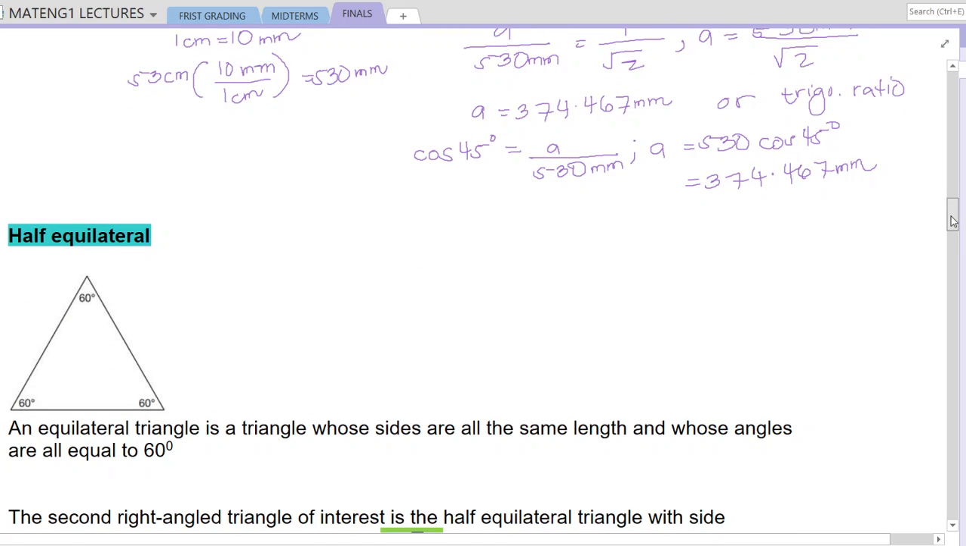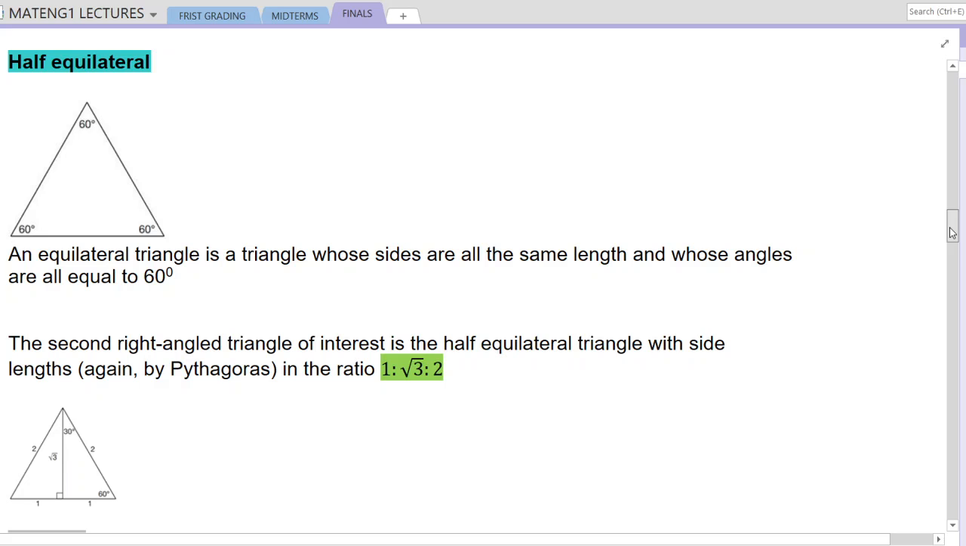Okay, so we are done with the first special triangle, that is the right angle isosceles triangle. Now we move on to another special triangle, that is the half equilateral. An equilateral triangle is a triangle whose sides are all the same length and whose angles are all equal to 60 degrees. If we add the angles, that is 60 degrees plus 60 degrees plus 60 degrees, that is equal to 180 degrees, the sum of the angles of a triangle. For an equilateral triangle, the angles are all equal, so 180 degrees divided by 3 is 60 degrees.